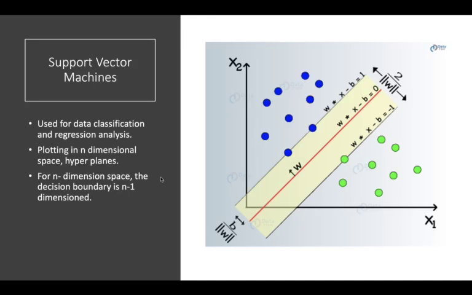So support vector machines. In this example we have 2D data with points, and we are trying to classify these points with a hyperplane. Generally, support vector machines are used for classification and regression analysis. For n-dimensional data, there is an n-1 dimensional decision boundary. Using these planes, we'll try to classify the input.